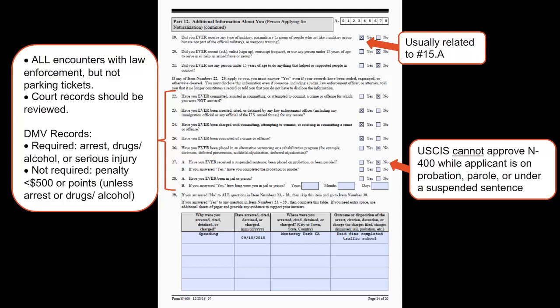Question 28 asks about whether or not the applicant has ever been in jail or prison. Include any times kept in jail, even if it's less than 1 day. If only for a few hours, you can round up to 1 day.